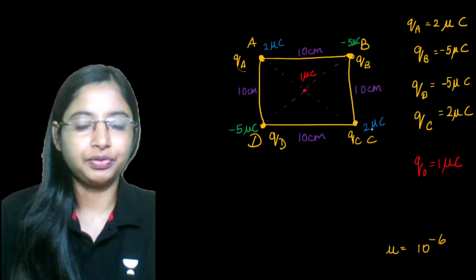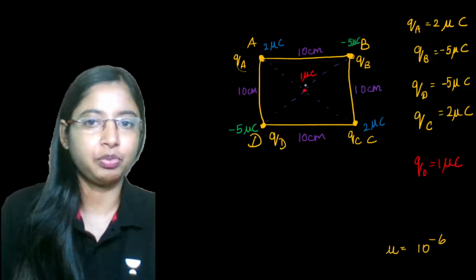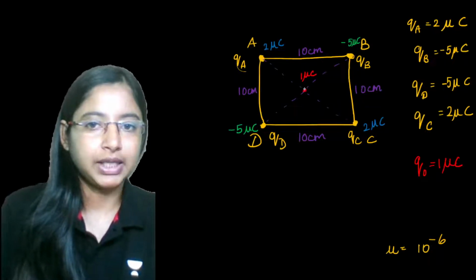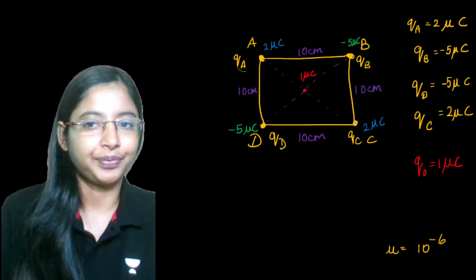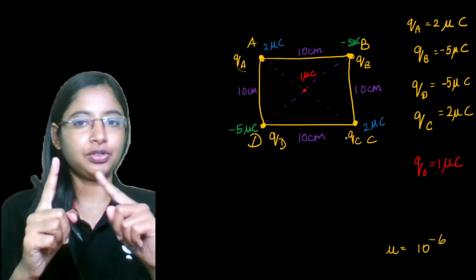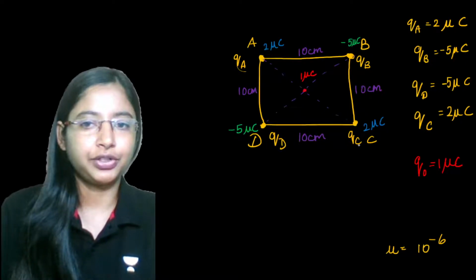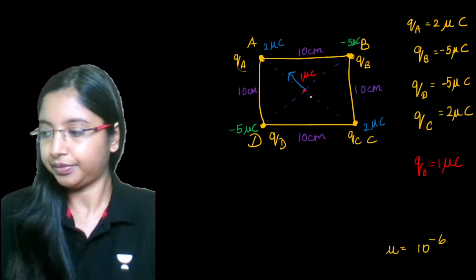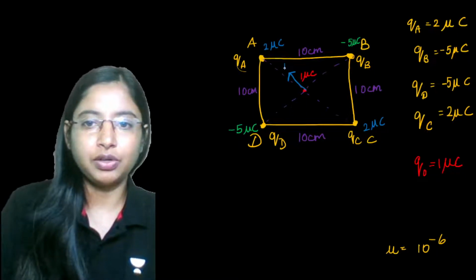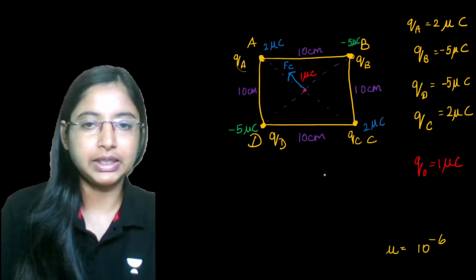See, this is a positive charge, and this is a positive charge. Now, what will be the force experienced by this 1 microcoulomb of charge because of this 2 microcoulombs of charge? These two charges are like charges, so it will repel. So this charge QC will repel this charge over here in this direction. This is because of the charge that is placed on this vertex C.